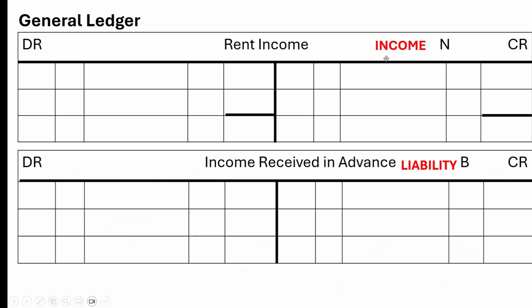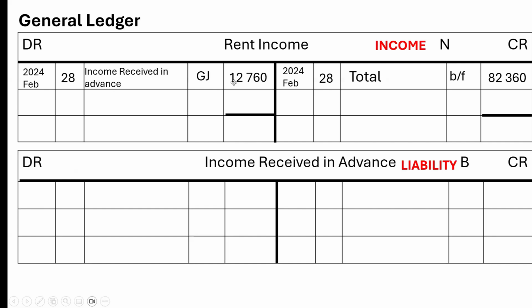Let's put that total in. Rent income, income. Income always credit. The total goes on the credit side. Then we know in that total there's too much. I have to take it out. So on the debit side of rent income, February 28th, income received in advance, general journal 12,760. Every debit has a credit. So in your credit side of income received in advance, February 28th, rent income, general journal 12,760.